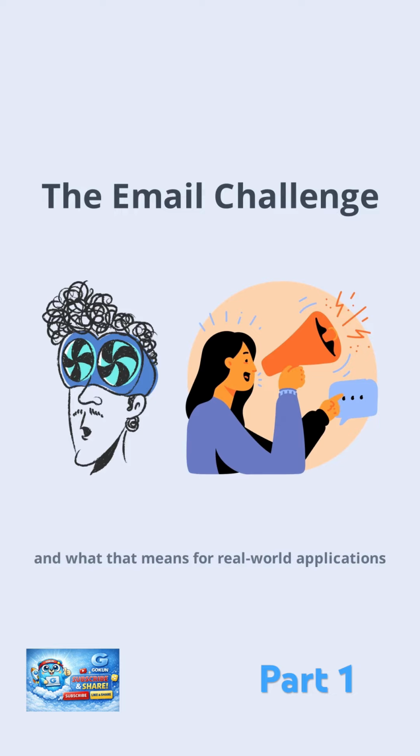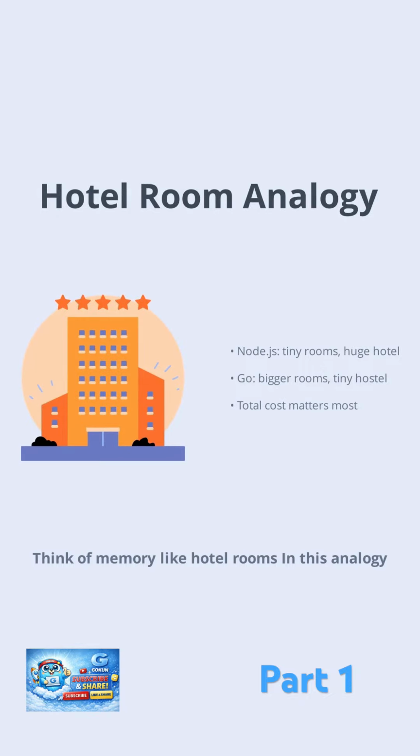means for real-world application. Let's start by setting the stage with a simple analogy that makes these technical differences easy to understand. Think of memory like hotel rooms. In this analogy, Node.js is like an inefficient hotel with tiny rooms. Each promise is a small room, only about 200 bytes. That sounds cheap, right? But the hotel also needs a massive lobby, parking lot, and staff areas, which take up a lot of space. Go, on the other hand, is like an efficient hostel.